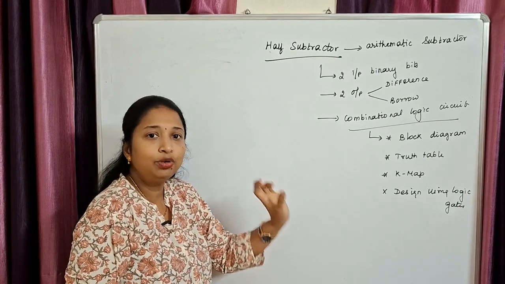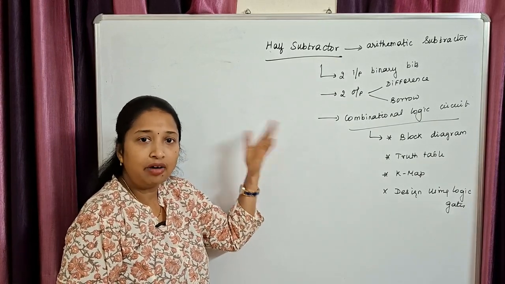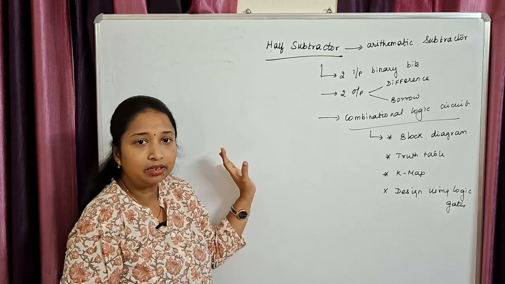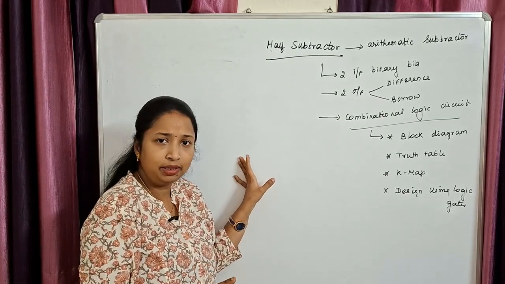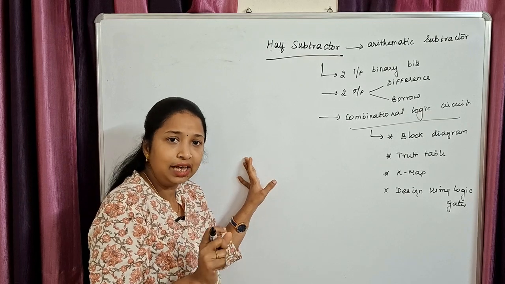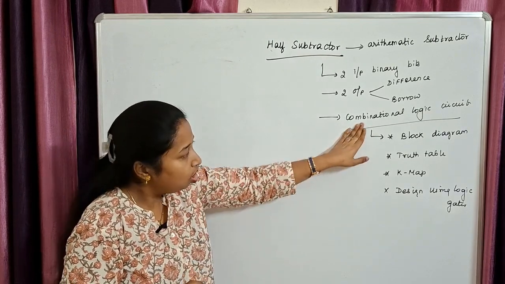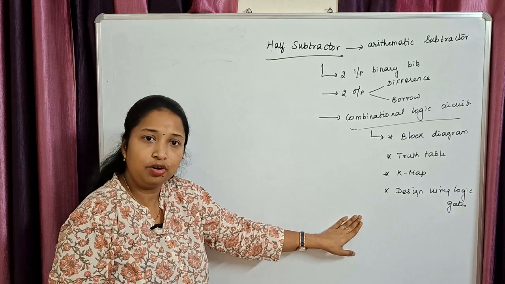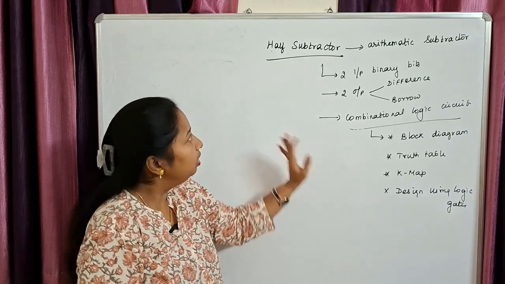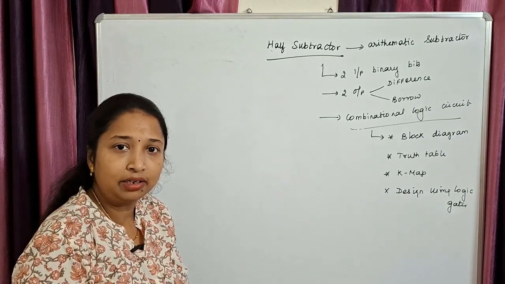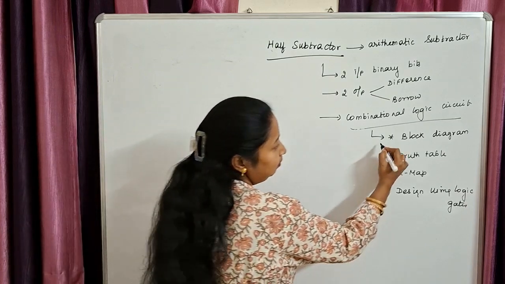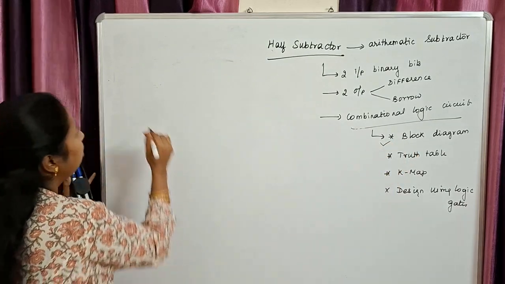Whenever they are asking you to design a half adder, or a full adder, or a half subtractor, or a full subtractor, whatever might be the circuit, if they are asking you to design using combinational logic circuit, all these four steps have to be there in your output. Clear? Now, let's see how to design a half subtractor. So, what is the first step? You have to draw the block diagram. Let's see how to draw the block diagram.